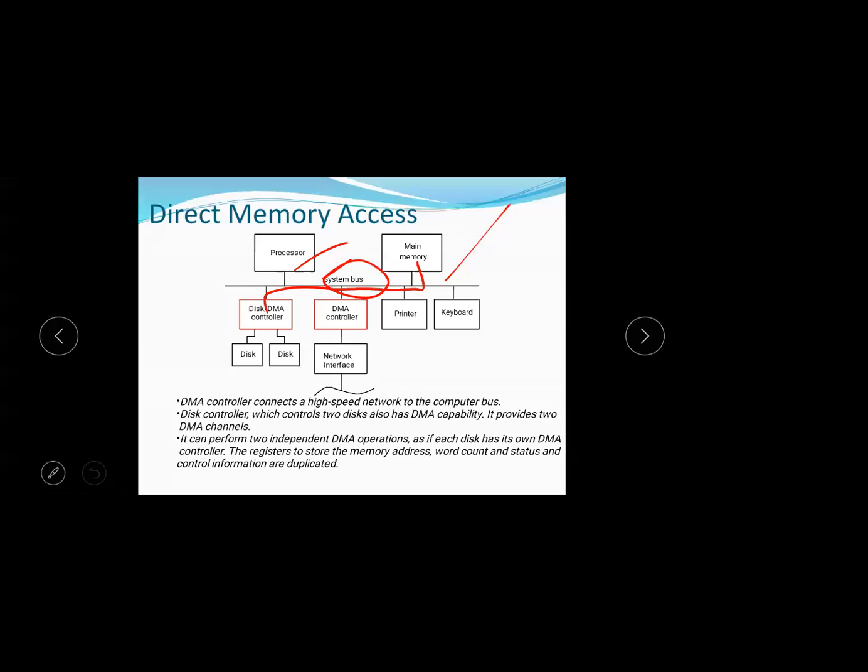Okay, DMA controller connects a high-speed network to the computer bus. Okay, these DMA controllers, network interface with disk and a printer keyboard. Disk controller, which controls two disks, also has a DMA capability. It provides two DMA channels. These two are two channels. It can perform two independent DMA operations as if each disk has its own DMA controller. The registers that store the memory address, word count, status, and control information are duplicated.